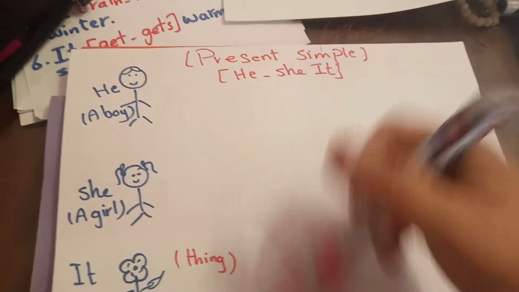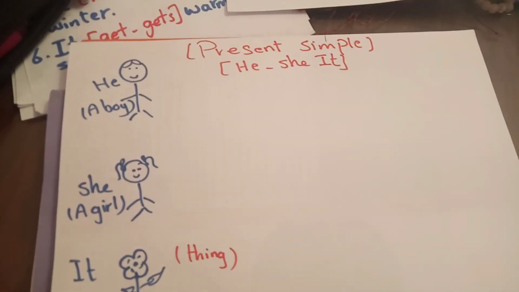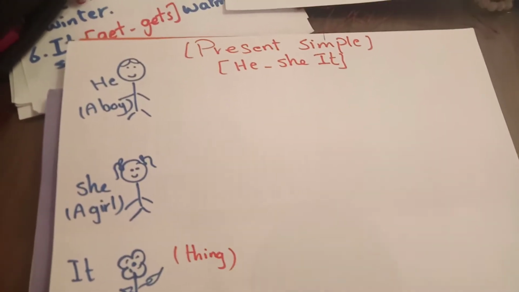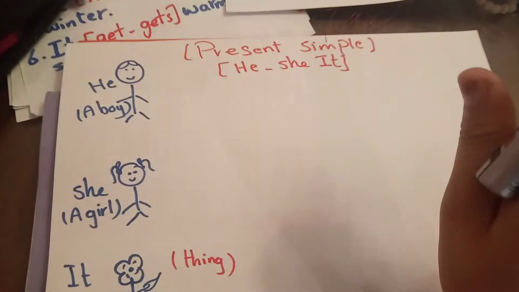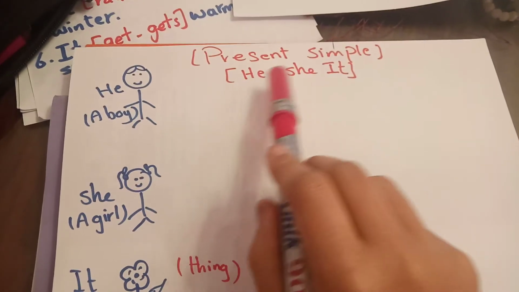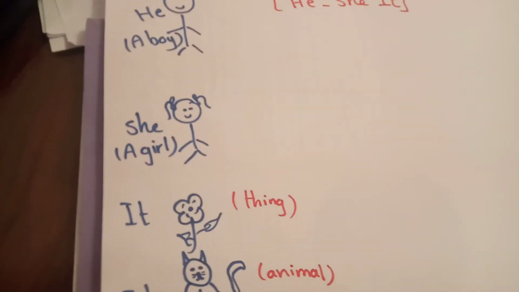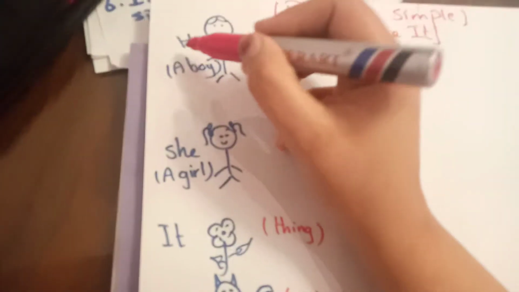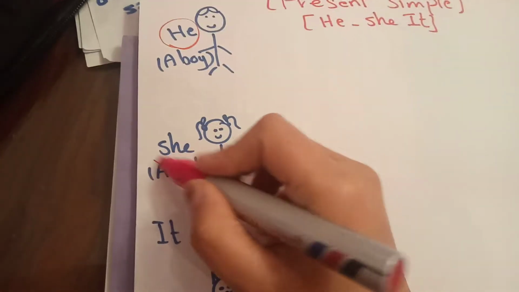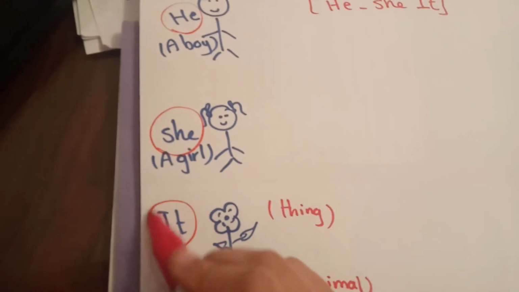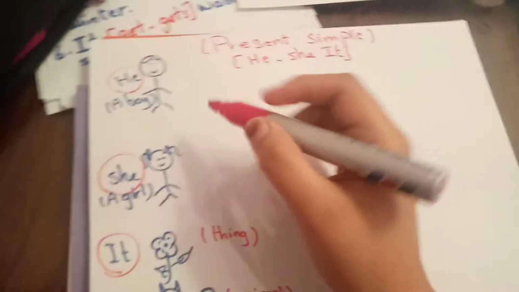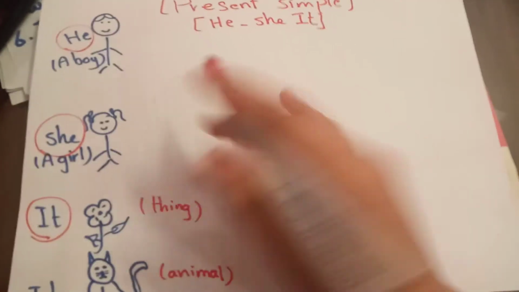Present simple means the actions that are repeated, the repeated action. Okay, with he, she and it. Look at he, she and it. They are friends. He, she and it. Those are three friends.